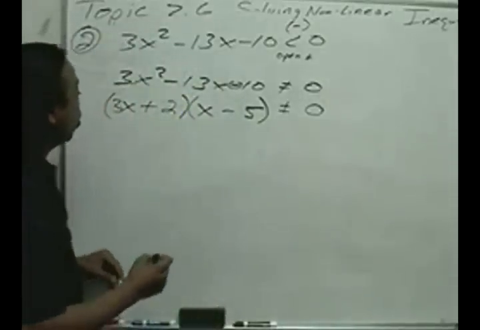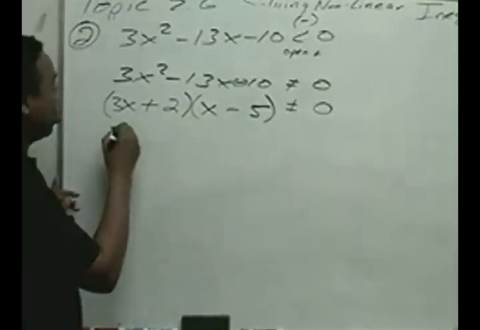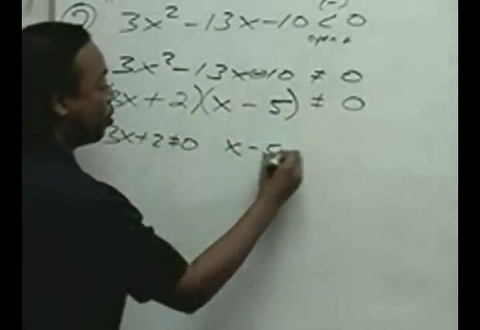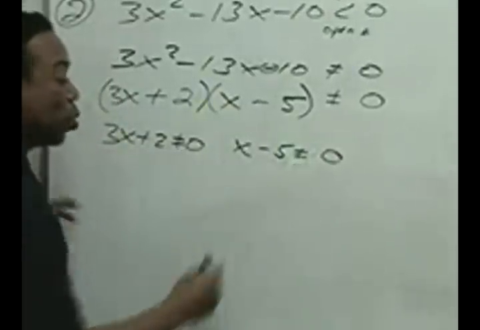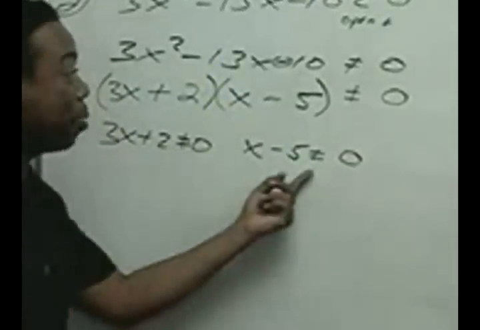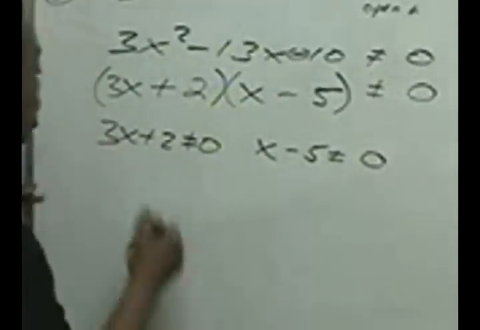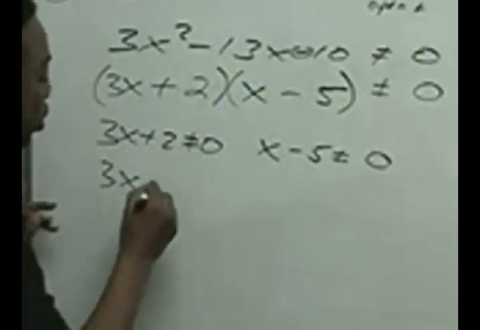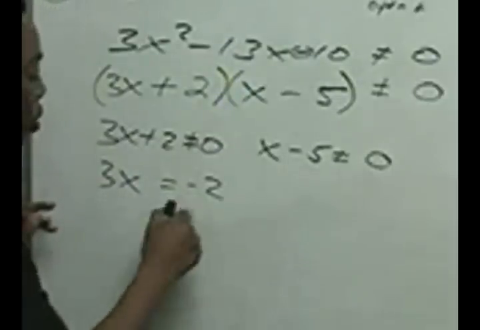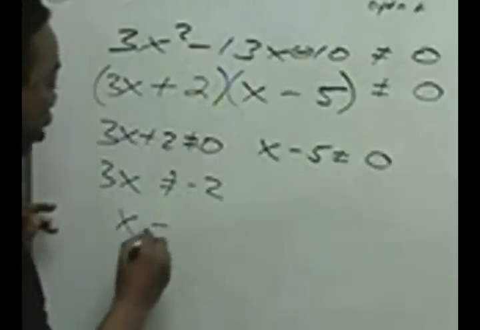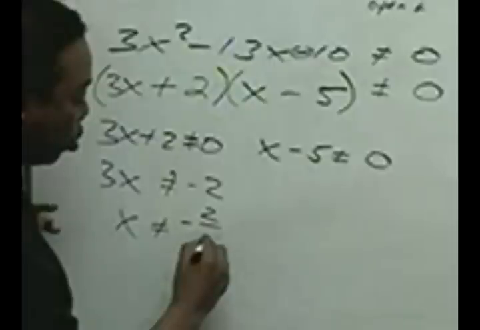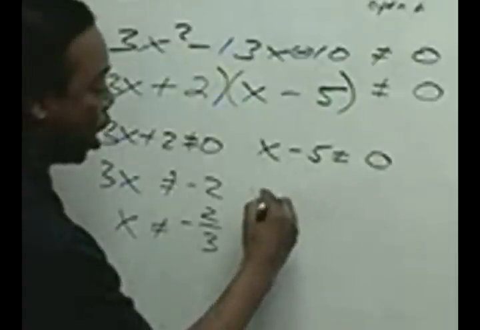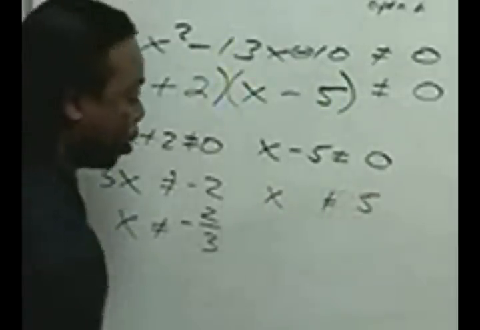All right, furthermore, we're going to solve each of these factors for 0. So we have 3x plus 2 set equal to 0, and x minus 5 set equal to 0. And I know I have the do not equal signs, but just to help me remember, it's supposed to be open when we're finished. Okay, 3x plus 2 equals 0 implies 3x equals negative 2, and that implies x equals negative 2/3. Here, x minus 5 equals 0 implies x equals 5.